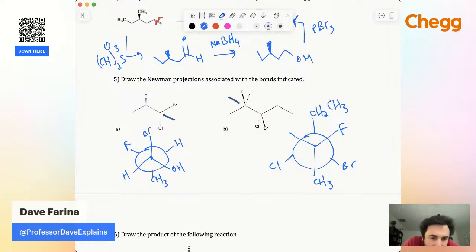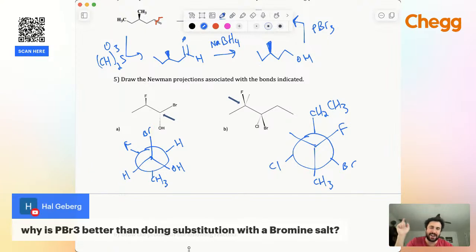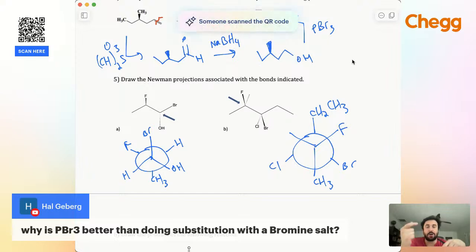Oh, Hal asks, why is PBr3 better than doing substitution with a bromine salt? So PBr3 acts on hydroxyls. Hydroxyls are not good leaving groups, right? You're not going to do SN2 like this. This alcohol is not going to react with something like NaBr, right? A bromide is going to displace something that is a good leaving group, not a hydroxyl. So the reason PBr3 works is that oxygen coordinates to the phosphorus atom and kicks off one of the bromides. And now the oxygen is a good leaving group because it's positively charged. It's coordinated to the carbon and the proton and the phosphorus.